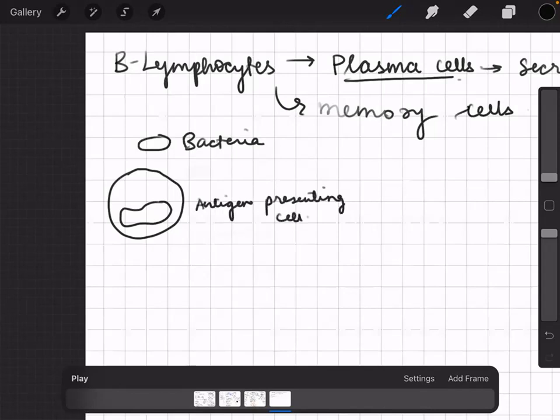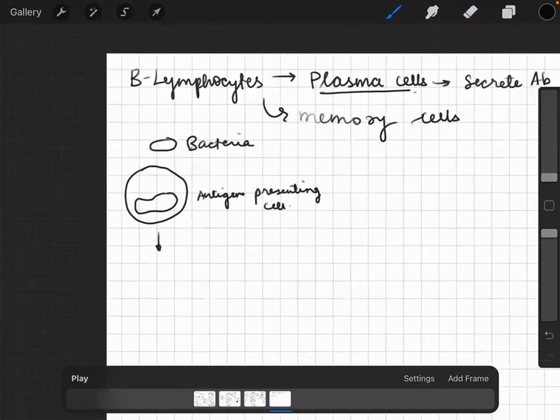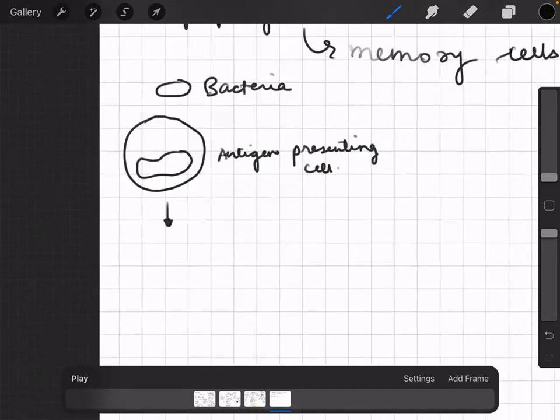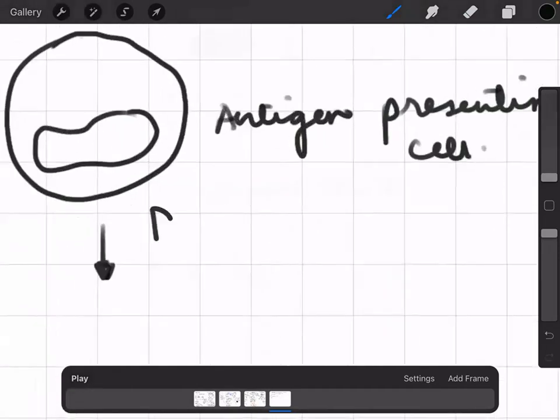What this antigen presenting cell is going to be doing is taking this particular bacterium to your macrophage. Now there are two things that can happen. If the bacteria are very large in number, if there are too many bacteria present at this time, this antigen presenting cell can undertake the process of phagocytosis itself too.